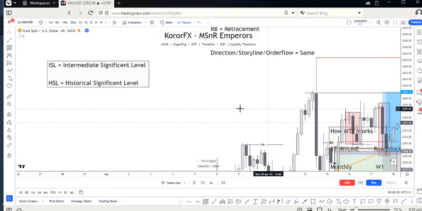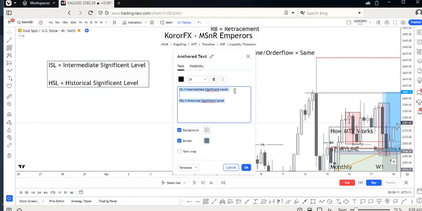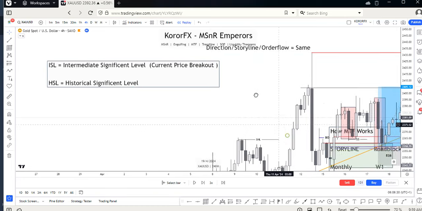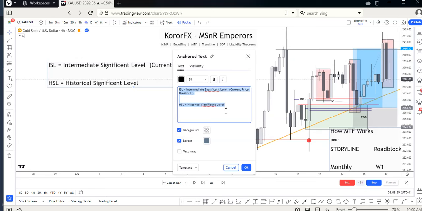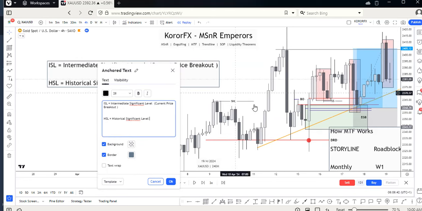I think what are these then? So this one, the ISL. ISL is always the current market, the current price breakout, okay? When we have it like this, this was a level that was created before, but this is the current breakout, you see? The current breakout.